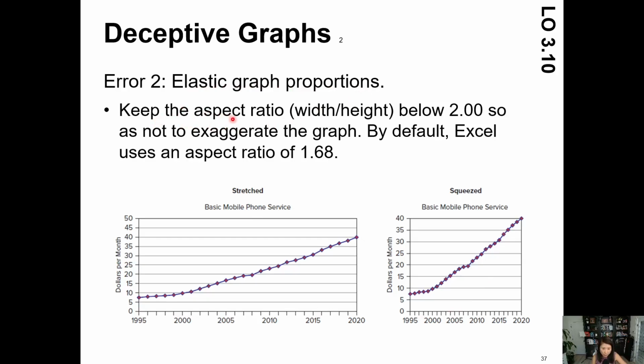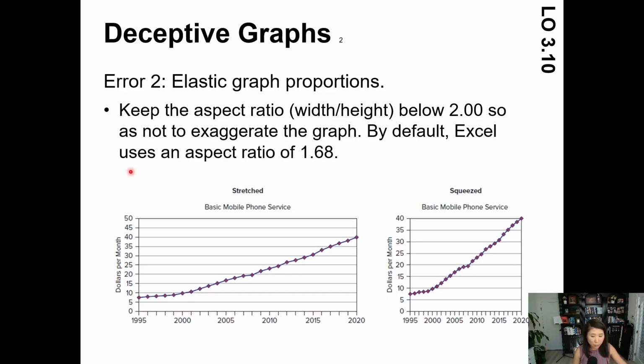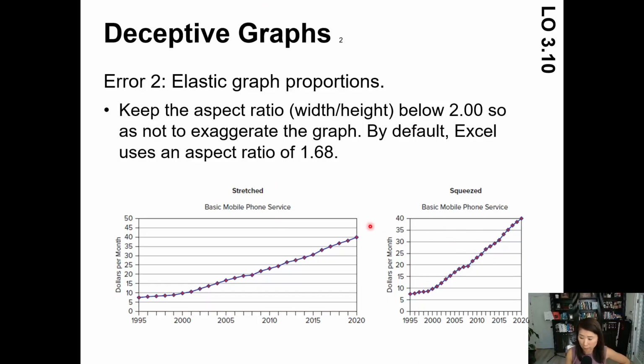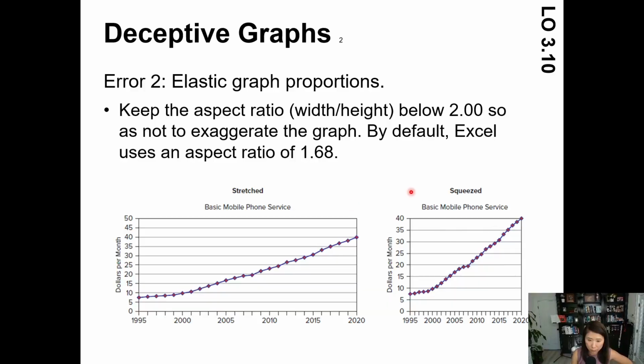We want to keep the aspect ratio, width to height, below 2. So basically the first chart is recommended, so as not to exaggerate the graph. By default, Excel uses an aspect ratio of 1.68, so that is recommended. When you are using Excel to develop a diagram, I don't recommend shrinking the length so that it exaggerates the trend. Okay, so this is the second error you might face. Double check that your length and width follow this below 2.0 recommendation.